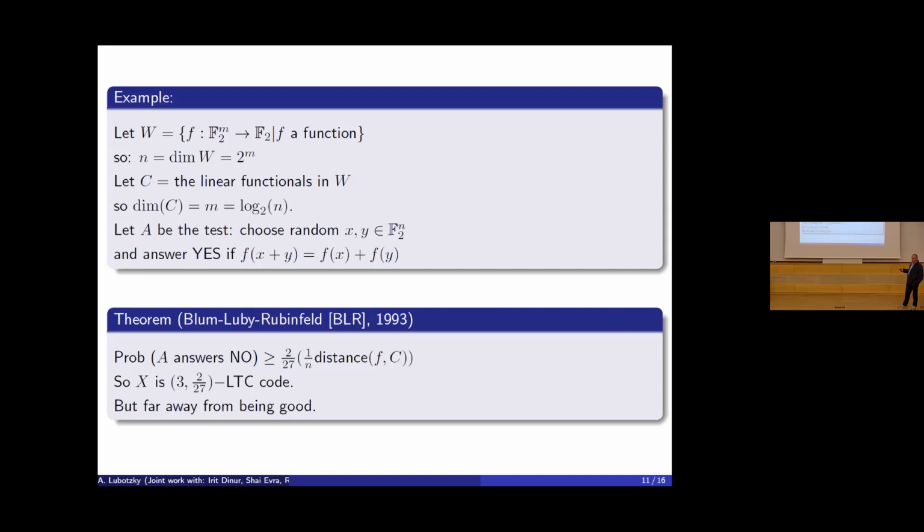If it's not linear, there is a theorem, the BLR theorem, which in a way was the starting point of all this theory, in 1993. It says that the probability that it will answer no is greater than or equal to 2/27 of the distance of f to the code. So this is a locally testable code. But it's far from being good, because the rate of this code is terrible, it's logarithmic in n, not linear in n. Its distance is good, but not the rate.